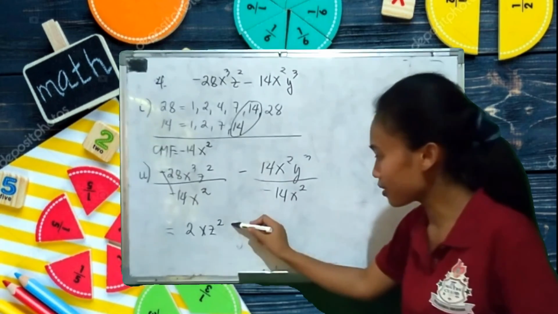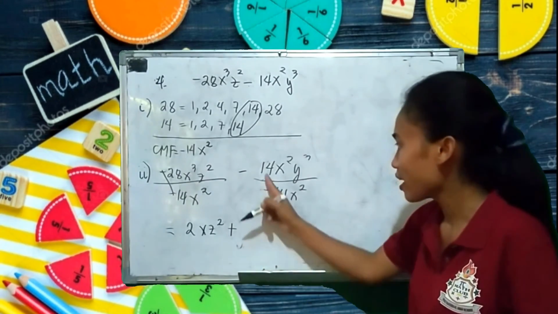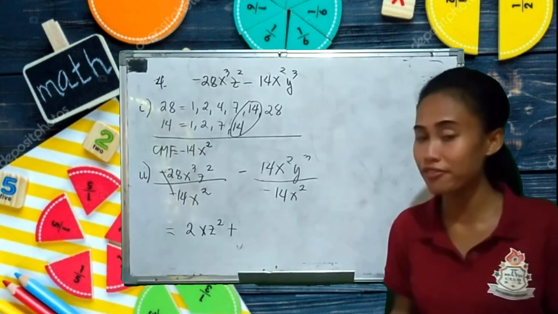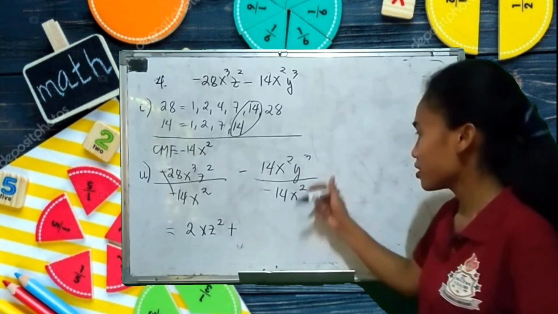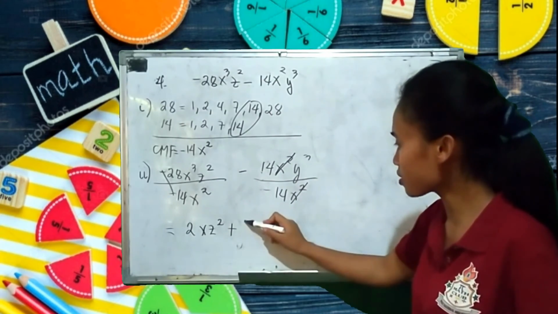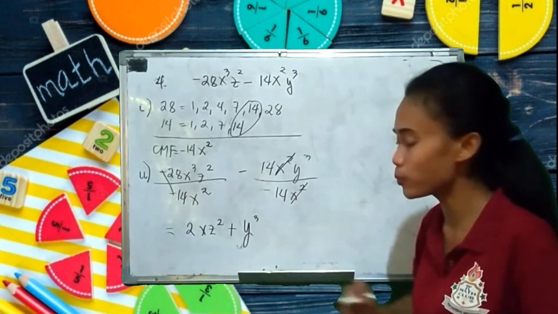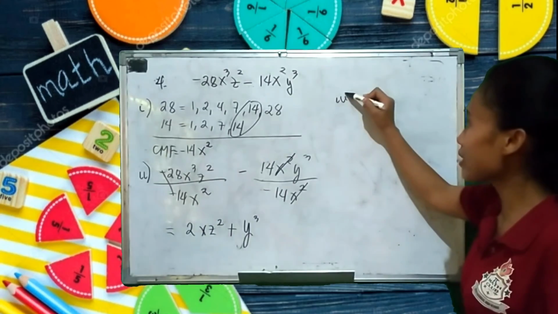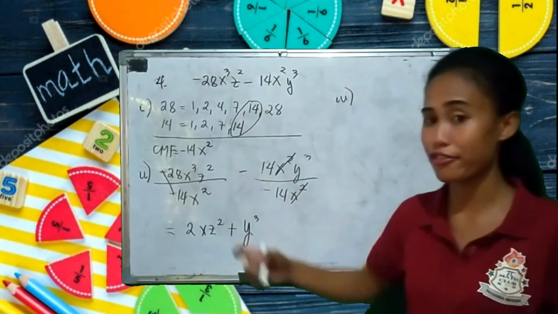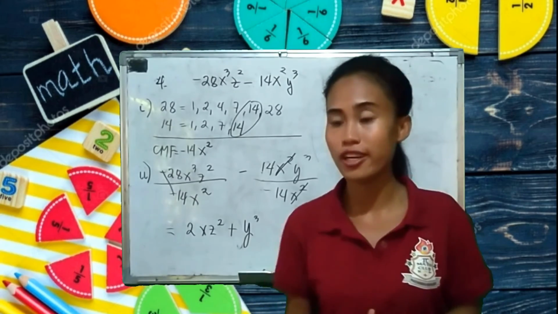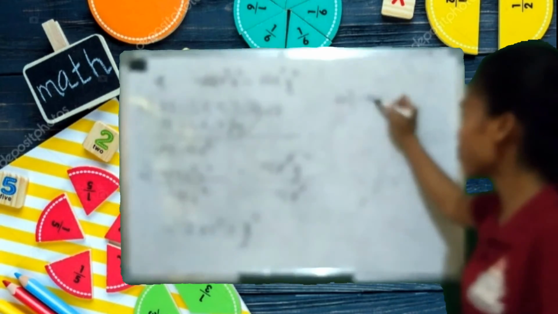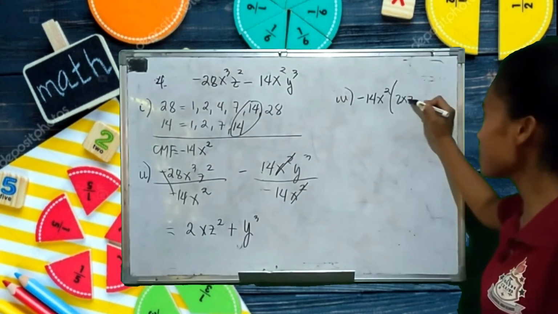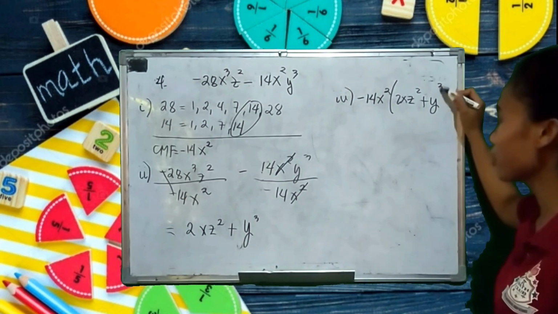Negative divided by negative is positive. And then 14 divided by 14 is 1. Since 1 is an understood coefficient, you may not write it. So we cancel now x squared and x squared, so we only have y cubed left. This one now is the other factor. And for our last step, we write your CMF and the other factor as products. So we have negative 14x squared times the quantity 2x z squared plus y cubed.